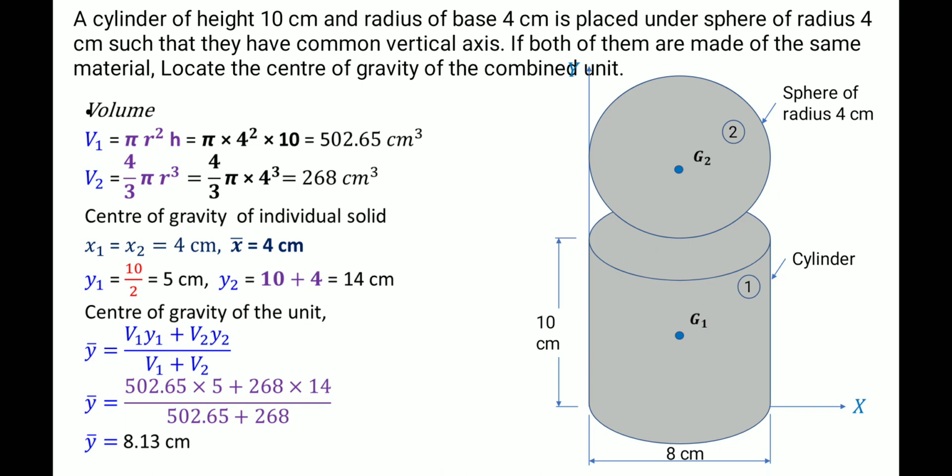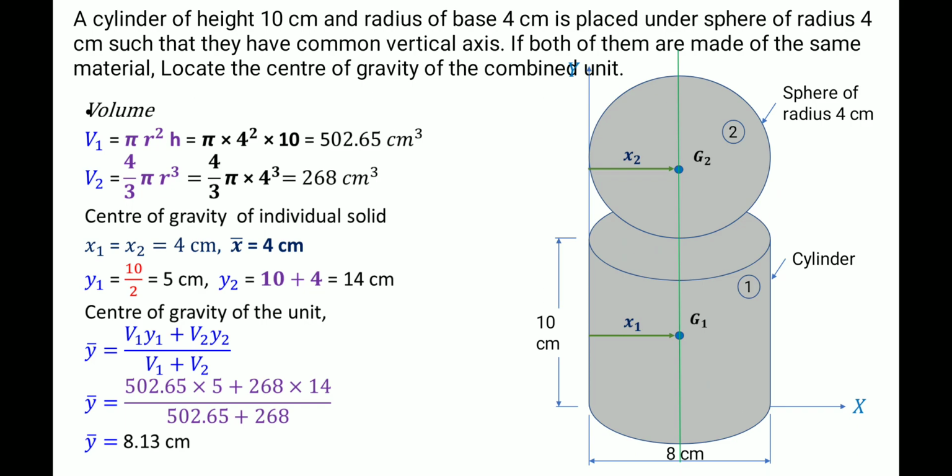This is G1, the centroid of the first cylinder, and G2 is the local centroid of the sphere. Then x1 is this distance, and x2 is this distance. Both are the same, because these two have a common vertical axis. So x1 and x2 will be the same, and equal to 4. It's a midpoint; the total is 8, so the midpoint means 4. Therefore x bar is also 4 centimeter.